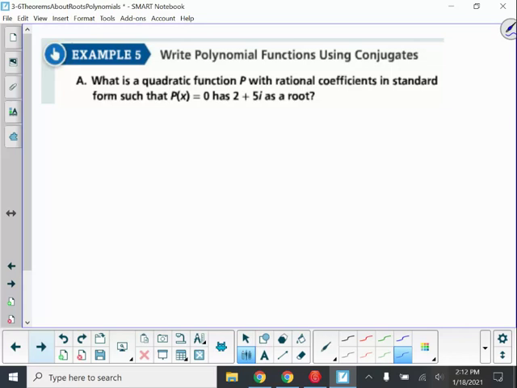So part A, what is a quadratic function p with rational coefficients in standard form such that we know p of x is equal to 0 has 2 plus 5i as a root? Well, if 2 plus 5i is a root, that means 2 minus 5i also has to be a root. And we're actually going to use the factored form of a quadratic in order to set this up.